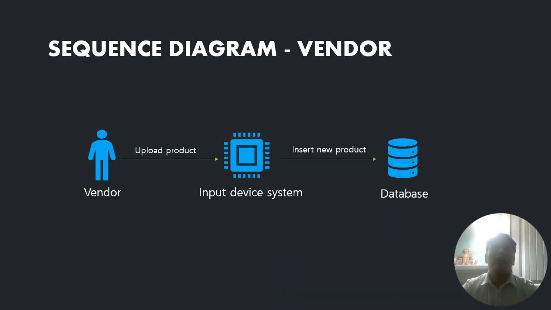This is the sequence diagram for the vendor. The vendor can upload the product through the input device system, and through the input device system, the product will be inserted into the database.